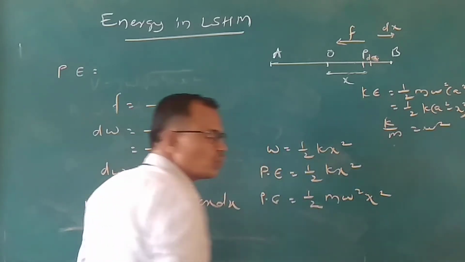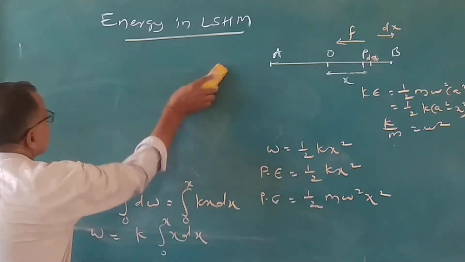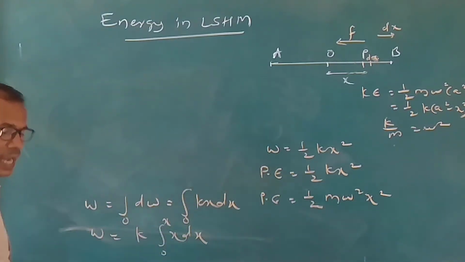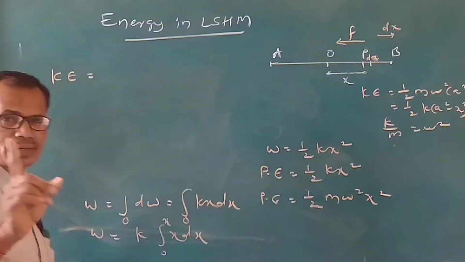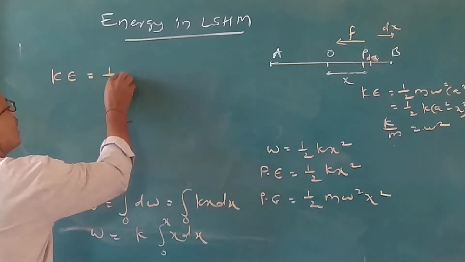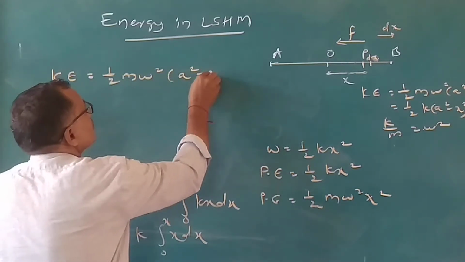Now this is the potential energy. In short, we can write that the kinetic energy in linear simple harmonic motion is 1/2 m omega square (a square minus x square).